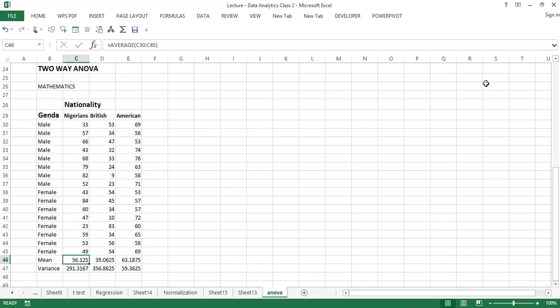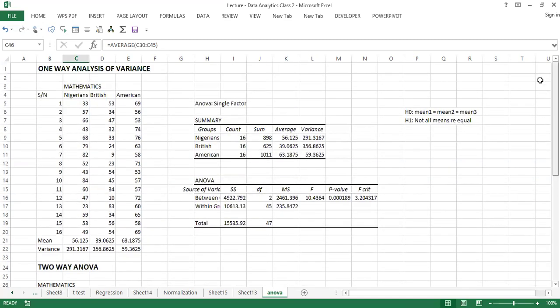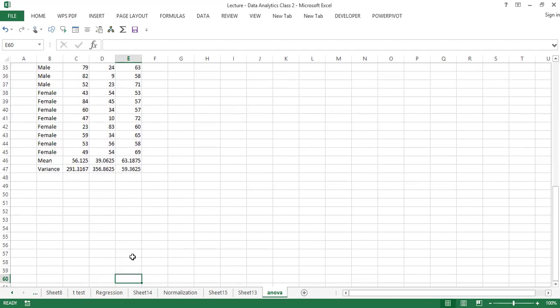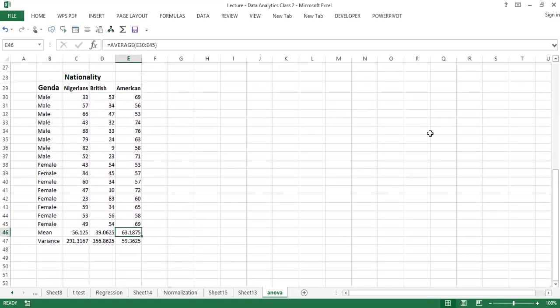What we saw before was one-way ANOVA. In one-way ANOVA, we're trying to see if there's a statistically significant difference between the average scores of Nigerian students, that of British students, and that of American students. That was our objective. But this time around, we are using multiple factors. We are using 2 factors.